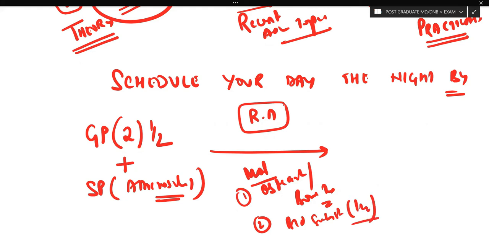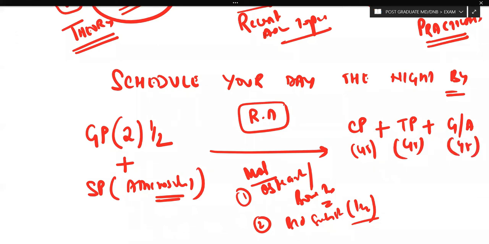When you come back, for my practical, I will start reading my clinical pathology. Then I will read tissue processing. Then I will read my grossing or autopsy part. So I will give approximately 45 minutes to each.